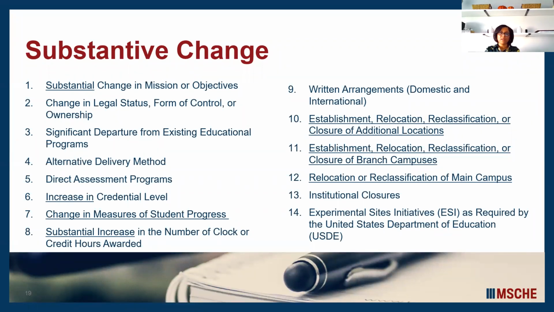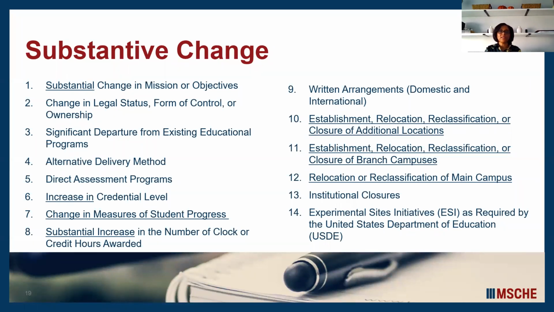And number 10, number 11, and 12 are related to additional locations, branch campuses, and the main campus submissions. And note there was some restructuring in these areas. A teach-out plan may be required for closures of additional locations and branch campuses. The teach-out plan and agreement policy and form is located on the website.